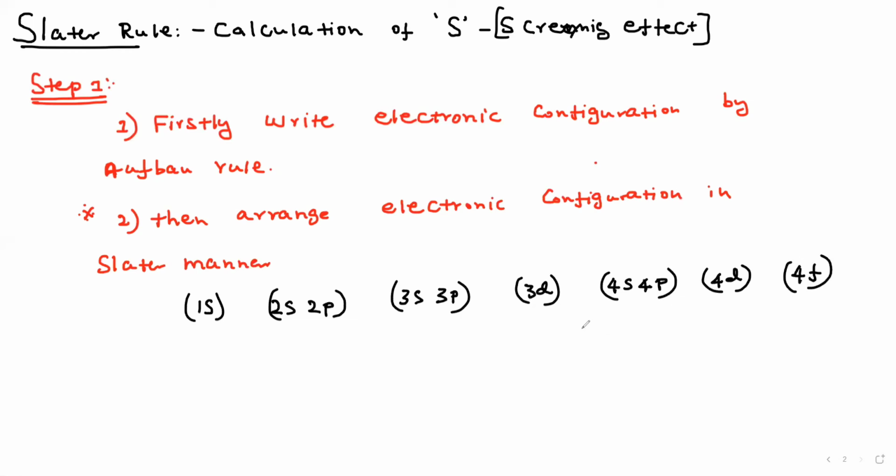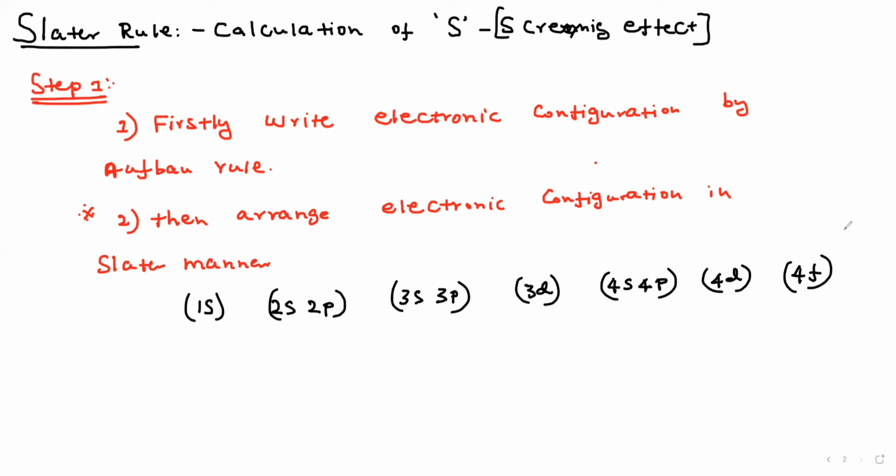Only S and P together form a single group, and D and F are individual groups, okay. Understand? S and P same group. D orbital is an individual group. 4f is an individual group. You got the point? Okay.